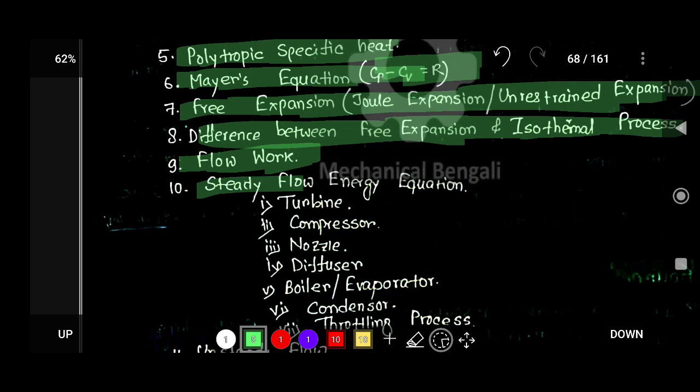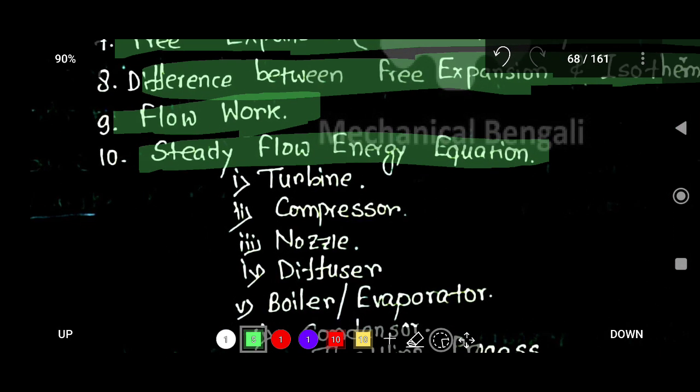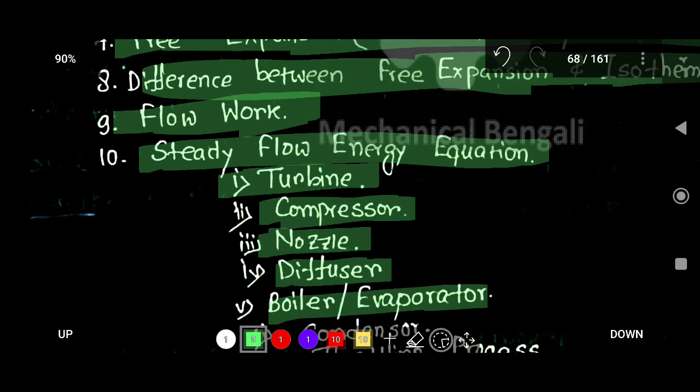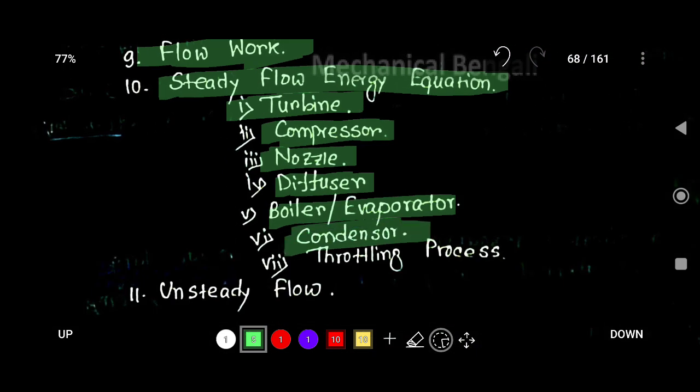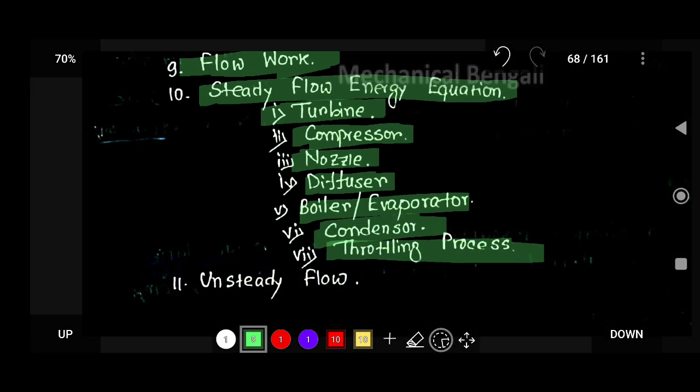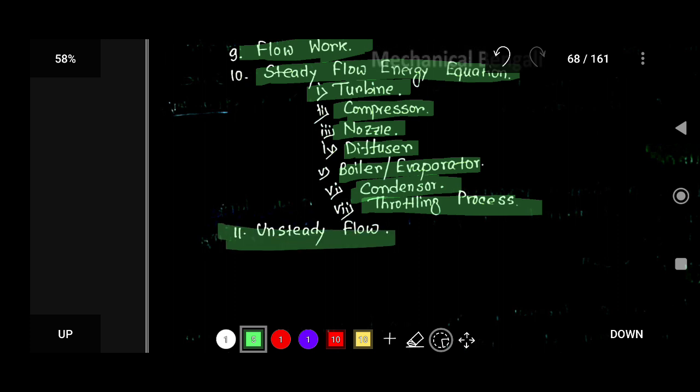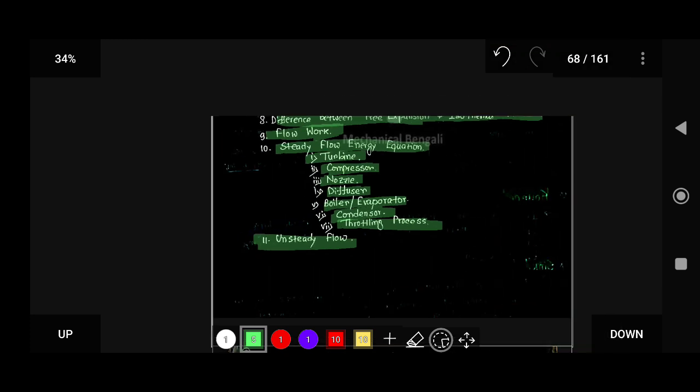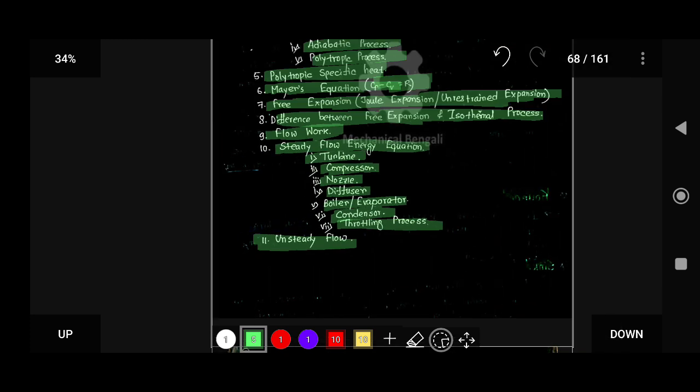And we have completed the steady flow energy equation for turbine, compressor, nozzle, diffuser, boiler or evaporator, and condenser, and the throttling process. Okay, and we have also seen the unsteady flow process; you can read it from my notes. So this is all about the first law of thermodynamics.